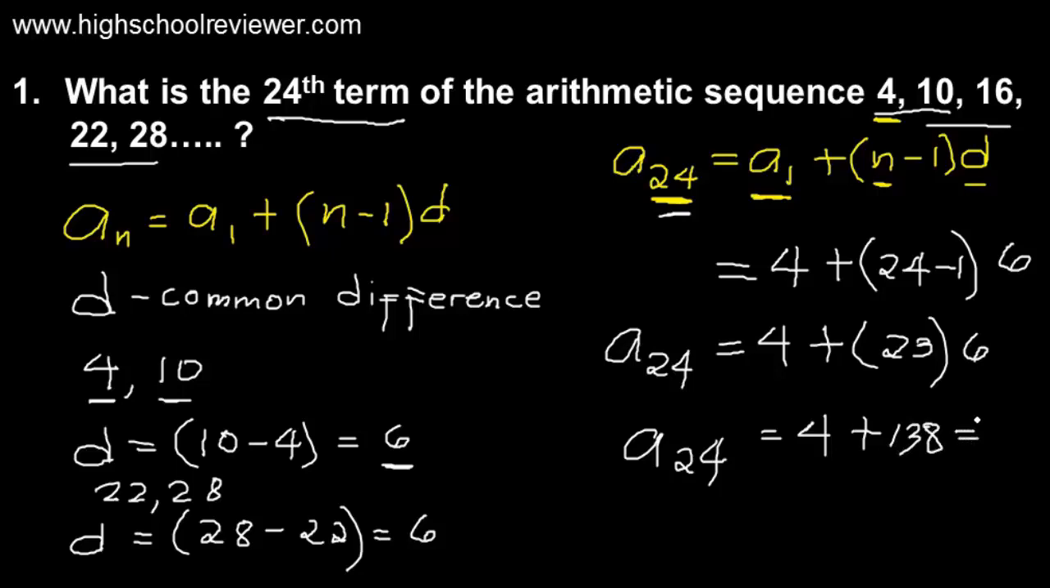So our a sub 24, or our 24th term, will be 142. So 142 is our 24th term for the arithmetic sequence 4, 10, 16, 22, and 28. And this is our final answer.